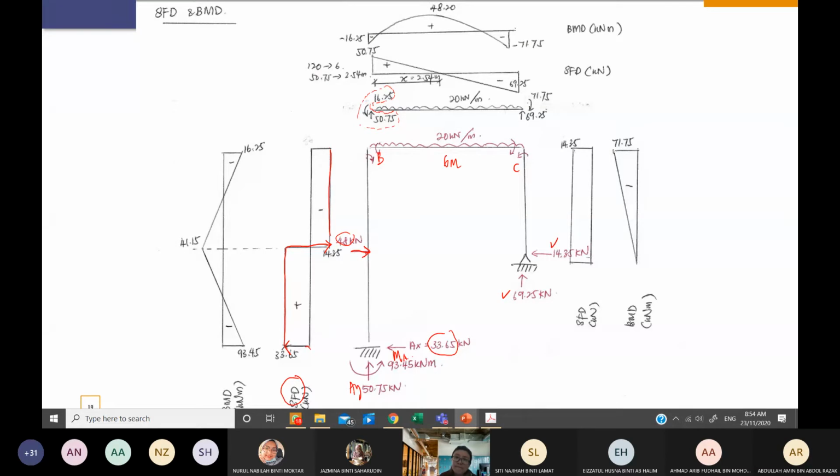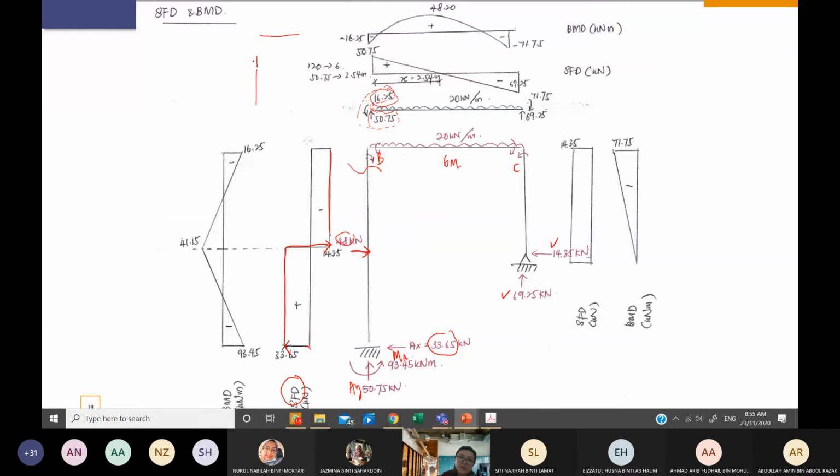You need to get this moment first, or shear force first. Then you can solve for the rest of these internal forces. How to get this? Then you need to cut a section. Cut the section here. Then you will know what the shear force involved here is. Not the shear force. If you cut a section here, I would like to draw a bit at B.